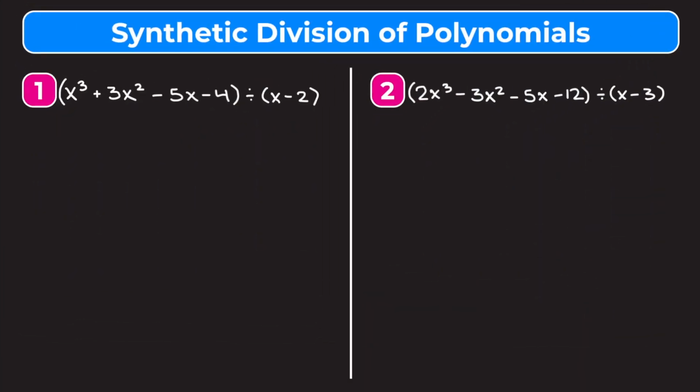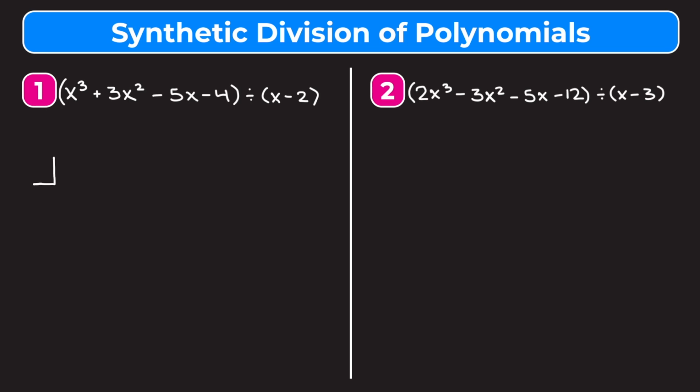In this video, we are working through synthetic division of polynomials. And if you look at the first example, we have the polynomial x cubed plus 3x squared minus 5x minus 4, and we want to divide it by the polynomial x minus 2. So what we want to start by doing first is drawing a box over here on the left.